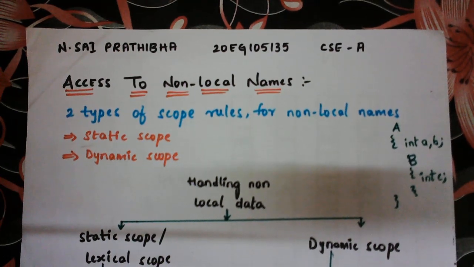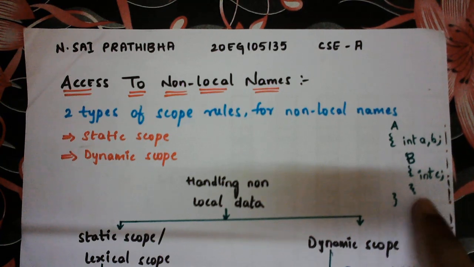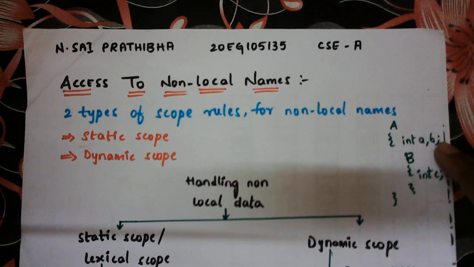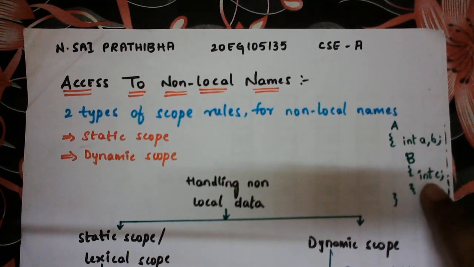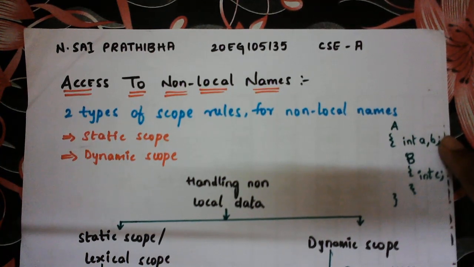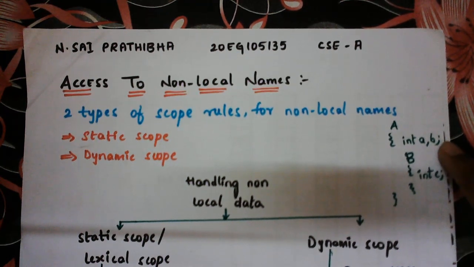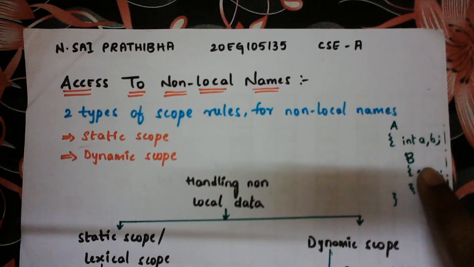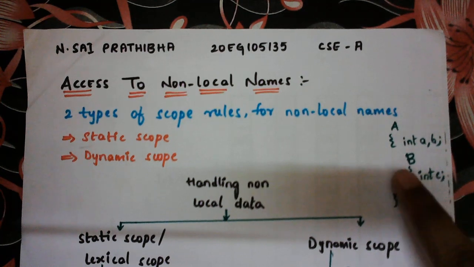So first of all, what are non-local names? For example, let us consider this simple example here. There is a procedure A in which A and B are declared, and also there is a procedure B in which C is declared. So for procedure B, C is a local variable and A and B are non-local variables. That is, B can only access C and cannot access A and B. So this is the local names and these are the non-local names for procedure B. And in A we can access A, B, C. So A, B, C are local for A.